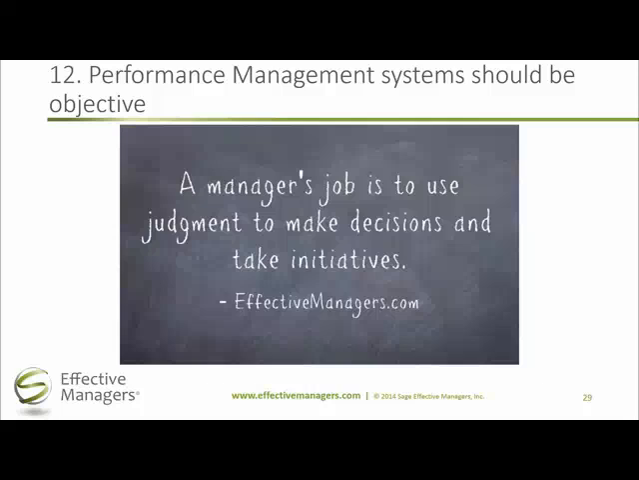So the 12th and final fallacy is that performance management systems should be objective. This is, I think, a well-intentioned effort of most HR systems to try to bring fairness into performance management systems. But in reality, if we're going to be fair, we cannot be objective. And the reason for that is that the way in which individuals do their work is going to be very, very different depending on the environment within which they work.